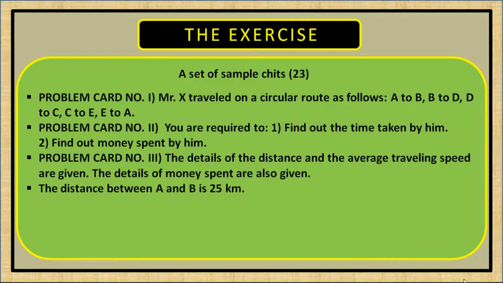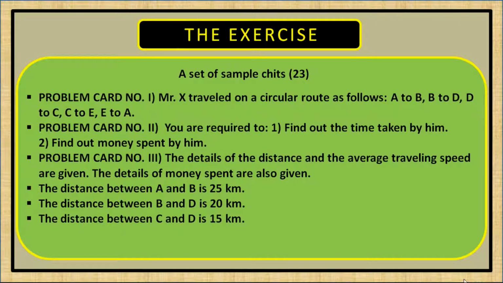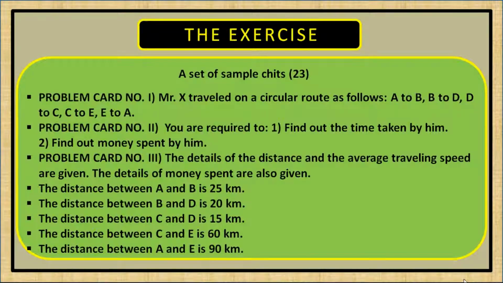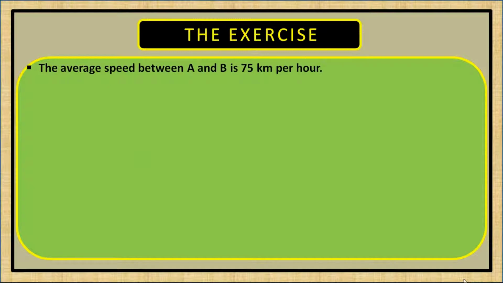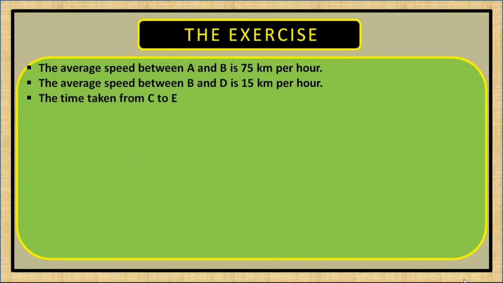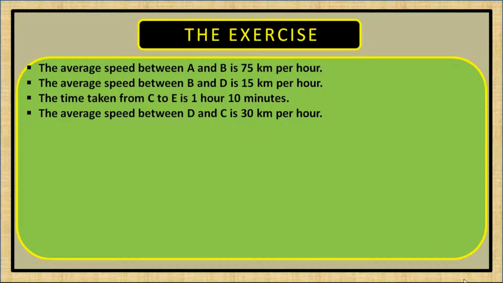The distance between A and B is 25 km. The distance between B and D is 20 km. The distance between C and D is 15 km. The distance between C and E is 60 km. The distance between A and E is 90 km. The average speed between A and B is 75 km per hour. The average speed between B and D is 15 km per hour. The time taken from C to E is 1 hour 10 minutes. The average speed between D and C is 30 km per hour. The average speed between E and A is 60 km per hour.